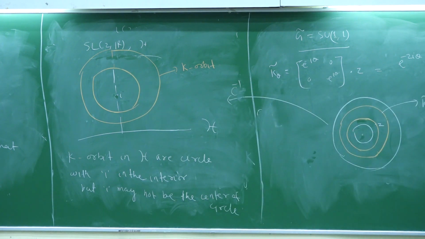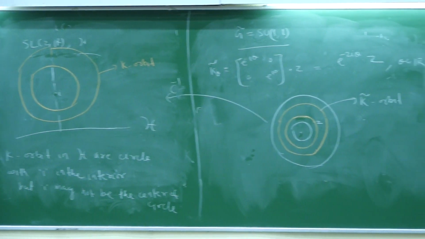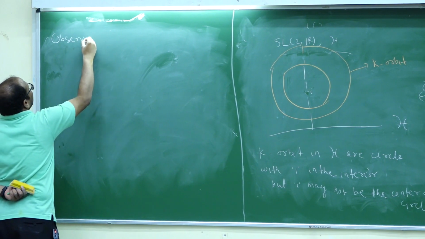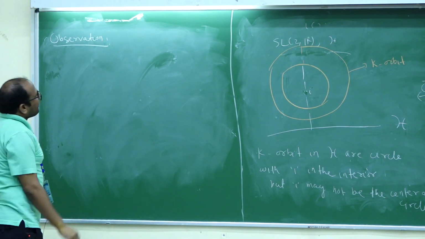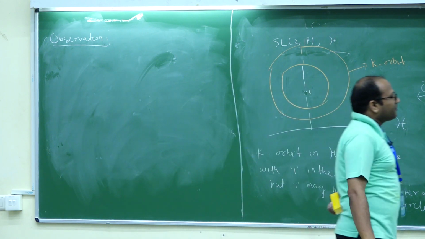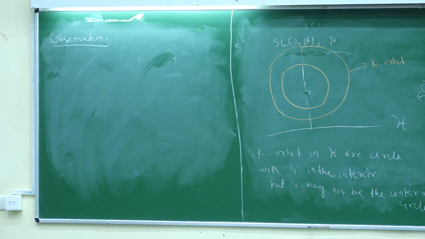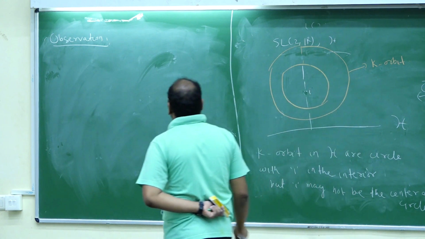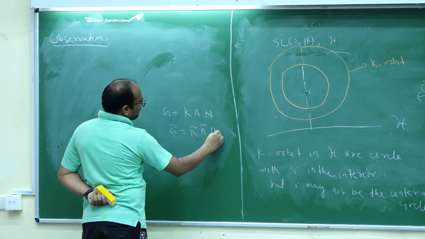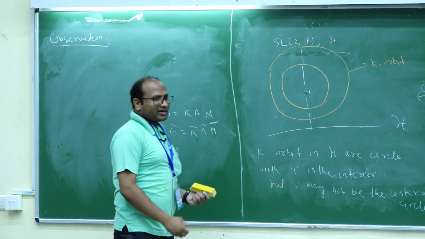So this is one thing. I just want to finish this so-called K decomposition. First observation: from this picture, we also have a decomposition for this thing. G is equal to SL2R and G is equal to SU1, 1, and we have proved that G is equal to K A and G tilde is equal to K tilde A tilde.